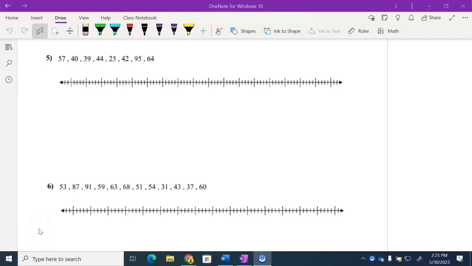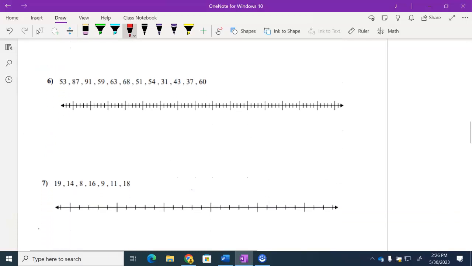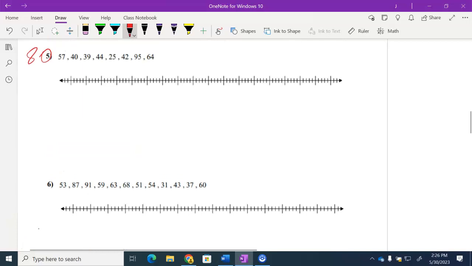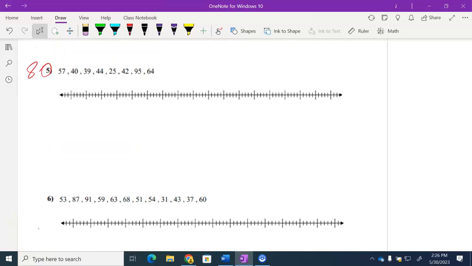So when you get a box and whiskers plot, you have to figure out how many numbers you have. I'm going to do number 5 here. It looks like you have 8 total numbers. And then I'm going to look at number 7, where you have 7 total numbers. And so finding the median of those is going to work a little bit differently.